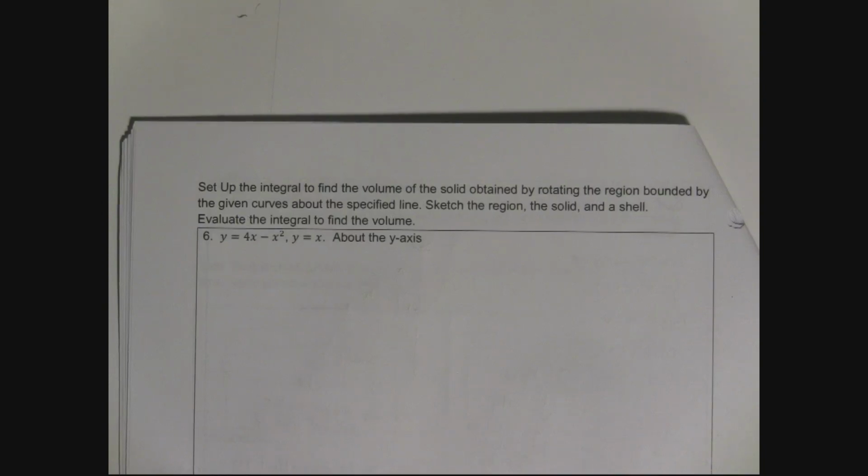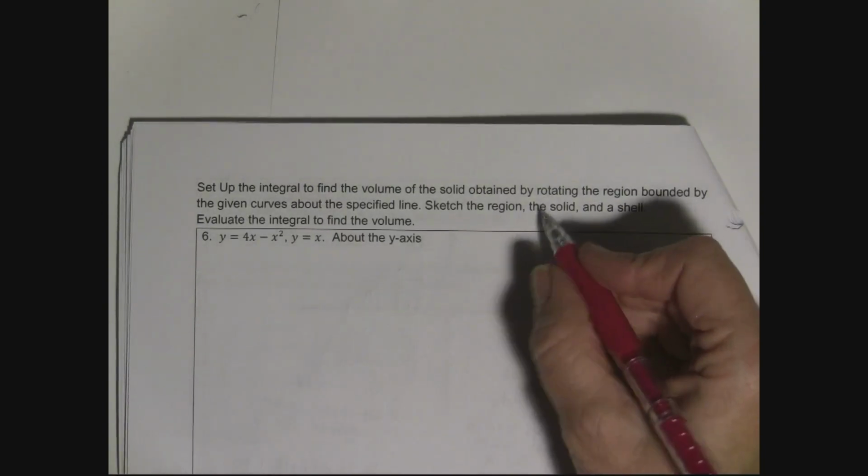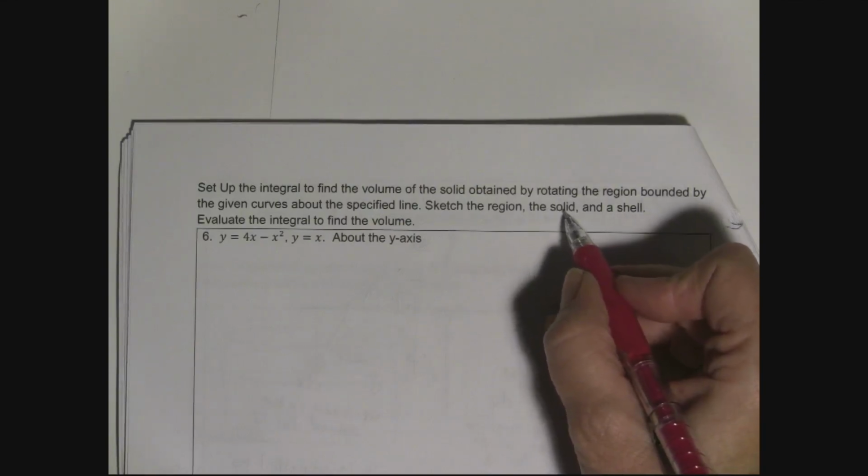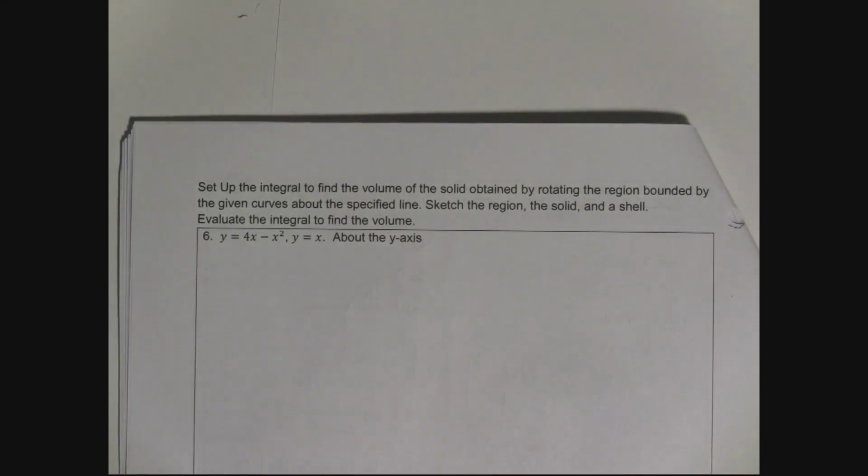Like I said, these are directions out of your book, and I don't require that you sketch the solid or the shell, but you need to sketch the region. That way you can set it up. I'm not good at sketching the solid. I can't make them look round, or I can't make them look 3D. And so you don't really need to. But okay, so we get y equals 4x minus x squared, and y equals x.